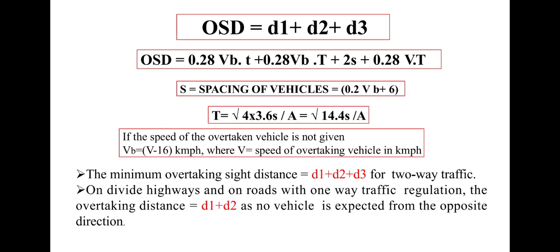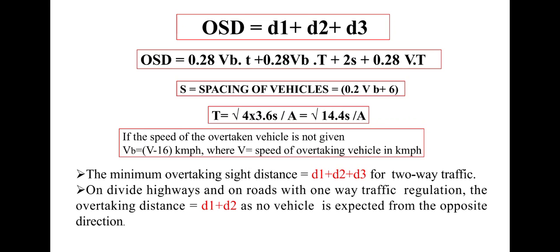Now if the speed of the overtaken vehicle, that is vb, is not given, then what value should you take? In that case, if you are provided with a design speed value, then vb will be calculated by subtracting 16 from that. So if v, that is design speed, is given, simply subtract 16 from that, so as to get vb, that is the speed of the overtaken vehicle.